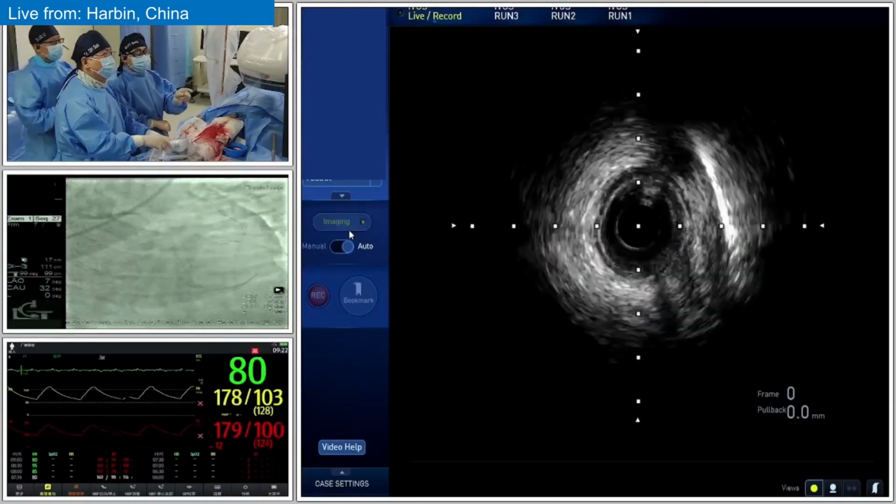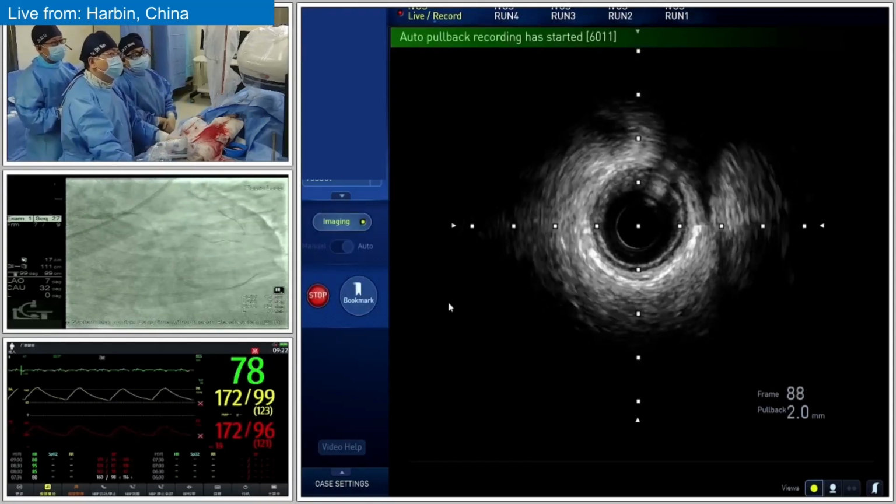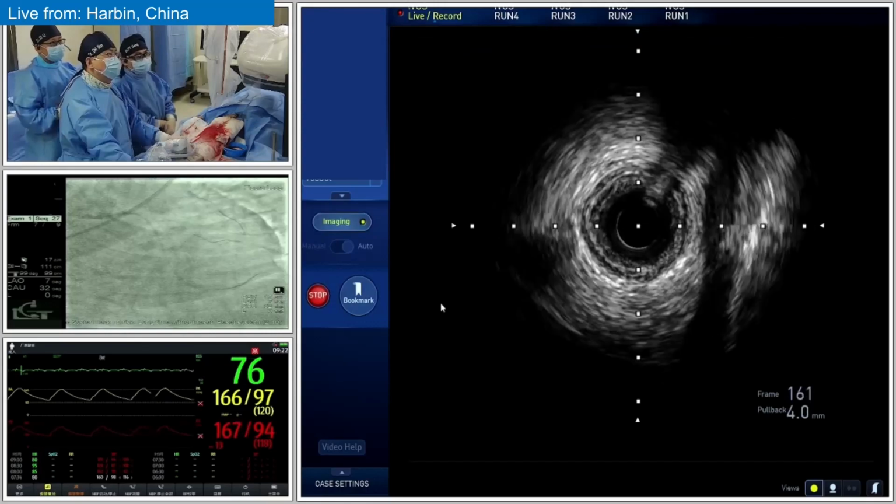For now we want to look at the intravascular image firstly, then we will answer your question.